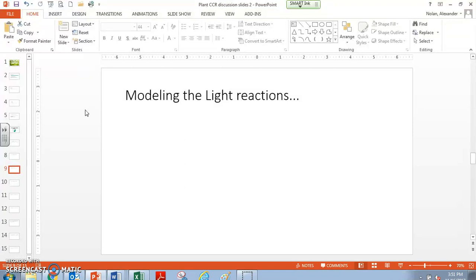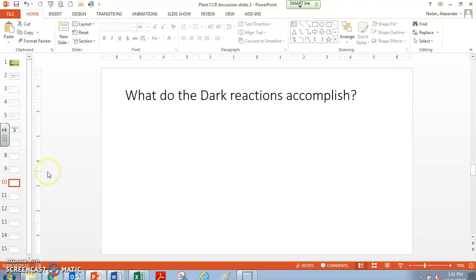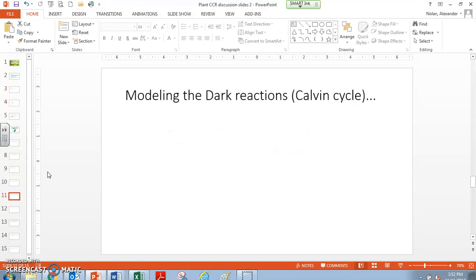So now let's think about our dark reactions. What's going on in the dark reactions? What do they accomplish? Well, the dark reactions take that ATP and NADPH from the light reactions, and they use it to create sugars for the plant. So this is the main idea behind what the dark reactions do. They create sugars for the plant. So this is very important for our plant to be able to do these dark reactions.